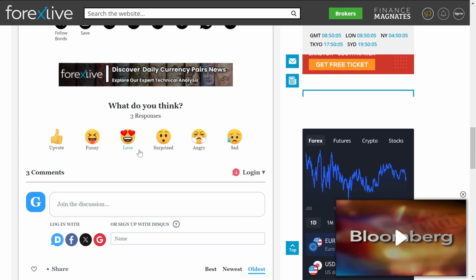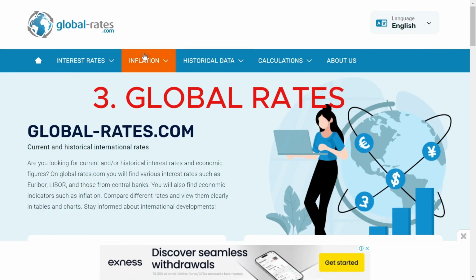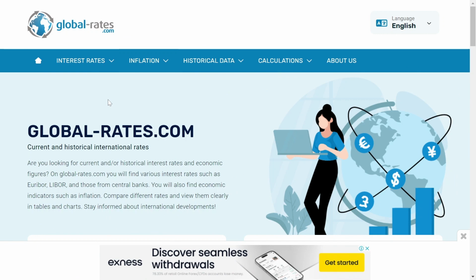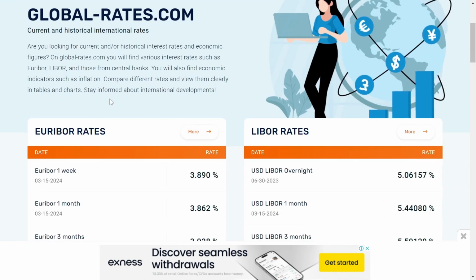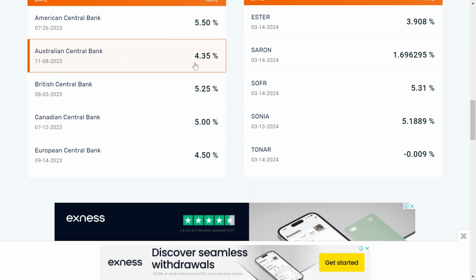And next, I want to show you a website that I use to check global interest rates. So take a look at the next website. Here is where I go for my rate information. So if I want to know what's the current rate on, let's say, the USD, what's the current Fed rate, it's easy for me to just scroll and you can see it's 5.5. You can see Australia is 4.35.